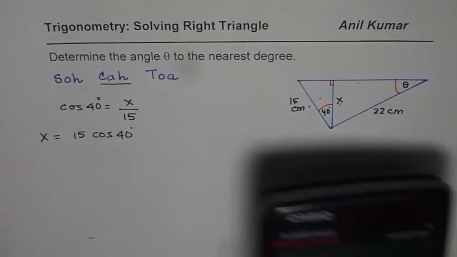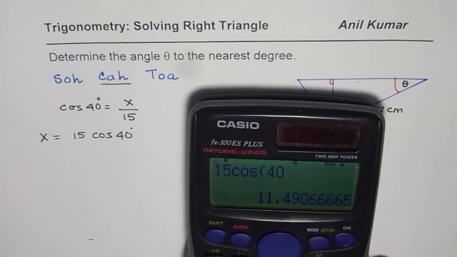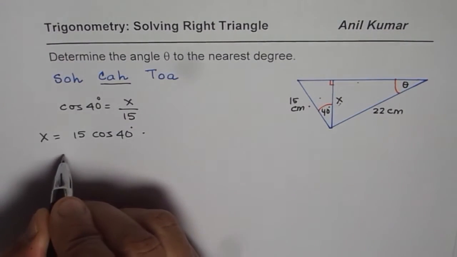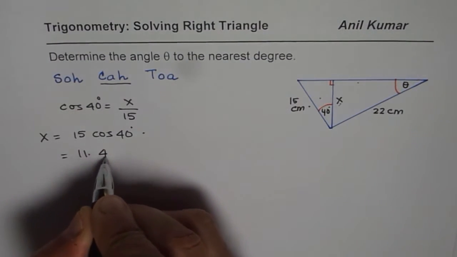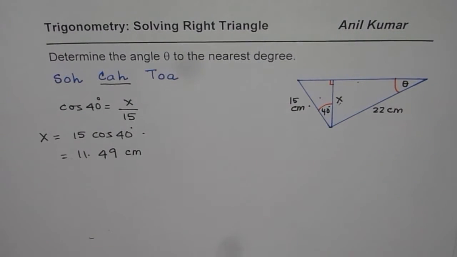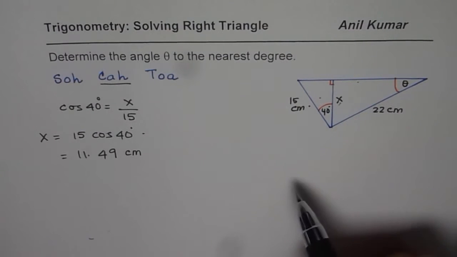So let's find the value. It is 15 times cos of 40 degrees, which is equal to 11.49. So we have this answer as, let me write here, 11.49, right? And it's in centimeters. So we know now x. Now we can solve the bigger triangle and find theta.